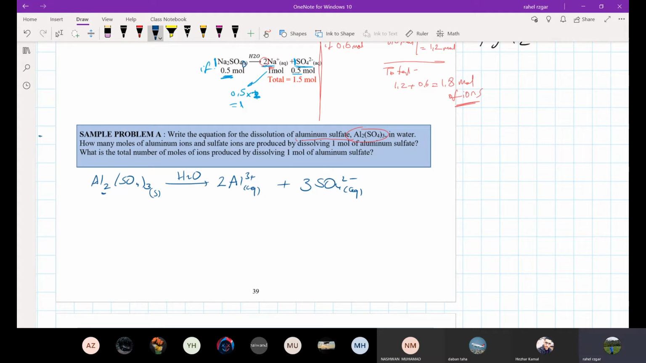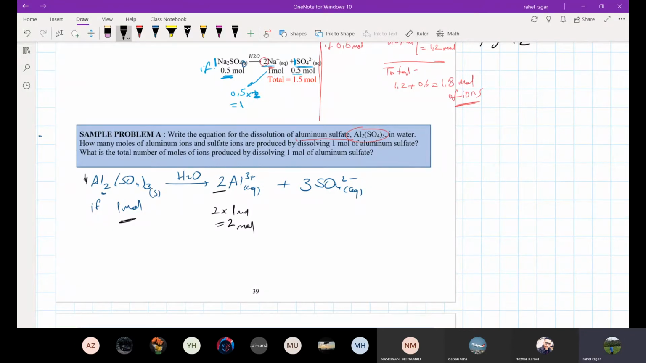Now it says if it's 1 mole, what would be the mole of aluminium? If this is 1 mole, what is the coefficient of this? 2. What is the coefficient of this? 1. 1 for 1. Then 2 must be times 1. So 2 moles.